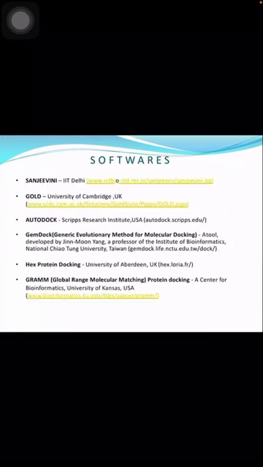And the different software used for scoring proteins and ligands includes Sanjeevani, produced by IIT Delhi; GOLD by the University of Cambridge, UK; AutoDock by the Scripps Research Institute in the USA; GenDock, a Genetic Evolutionary Method for Molecular Docking; Hex protein docking by the University of Aberdeen in the UK; and GRAM, the Global Range Molecular Matching, a protein docking method produced by the Center for Bioinformatics at the University of Kansas, USA.